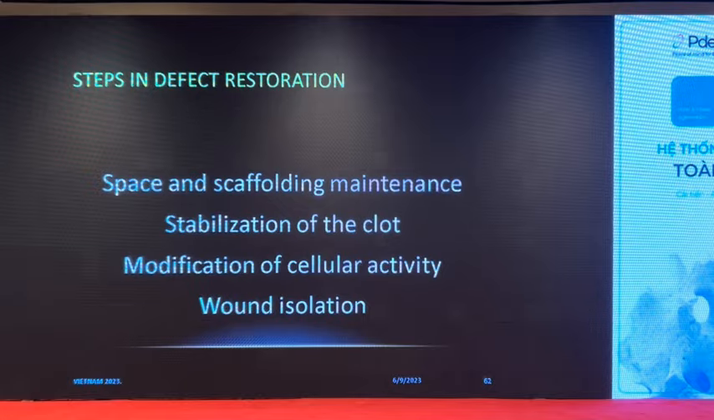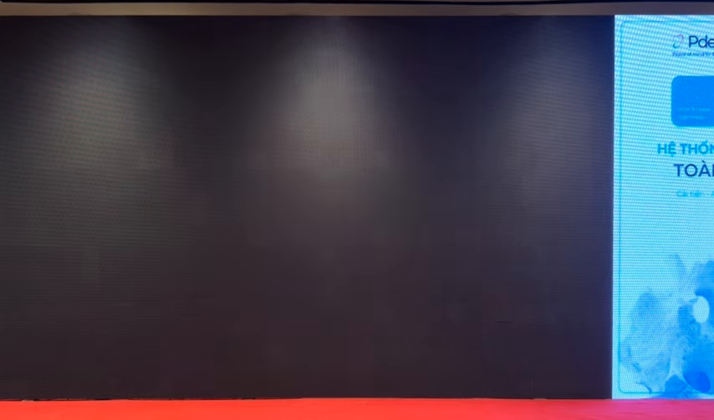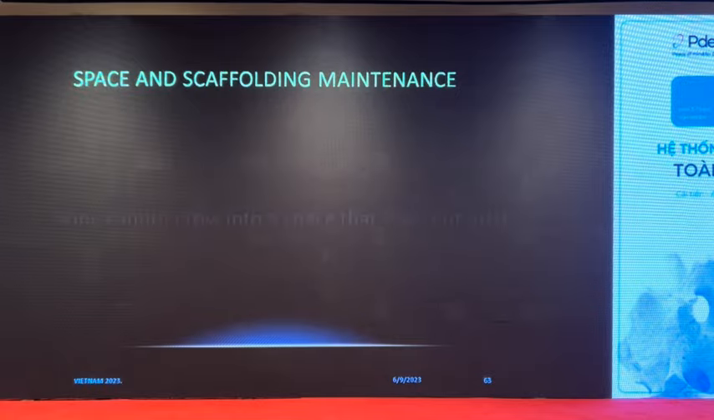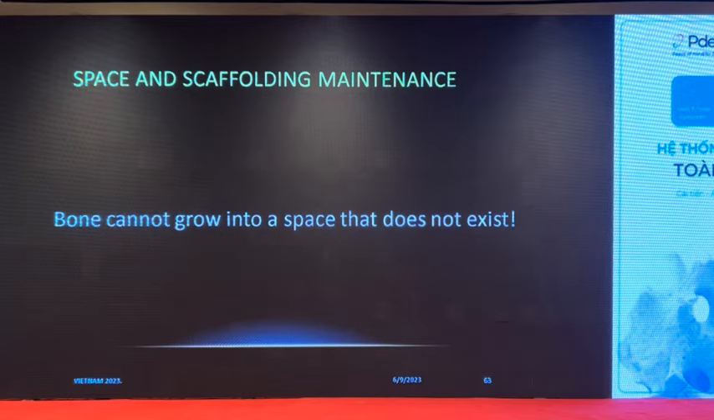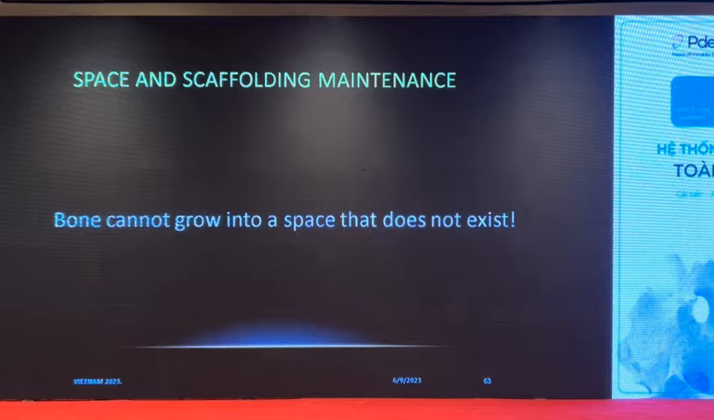So now I want to analyze all 4 steps of bone augmentation and soft tissue augmentation, and what the basic characteristics of these materials are. Space and scaffolding maintenance. Why do we need this? Because bone can grow into the empty space. So we need to fill this bony defect with granules.